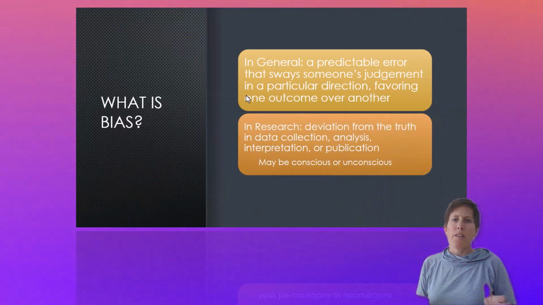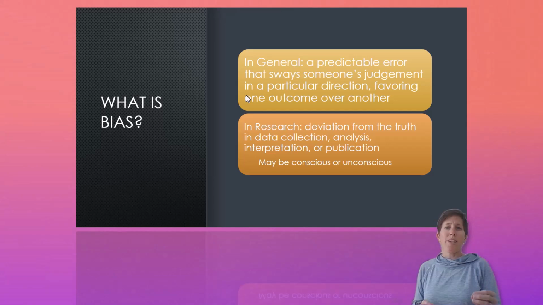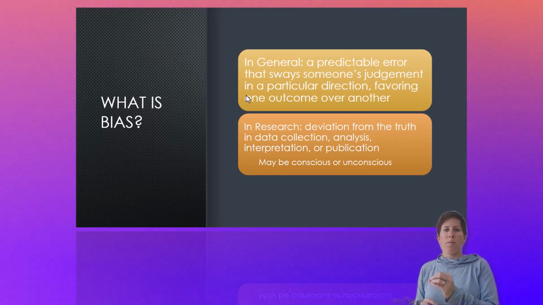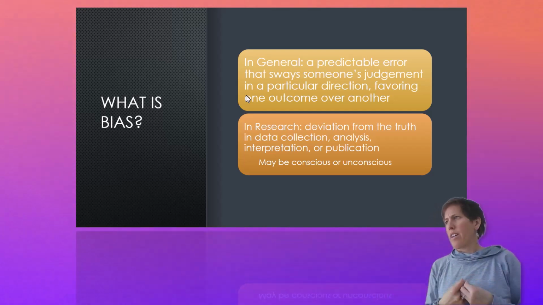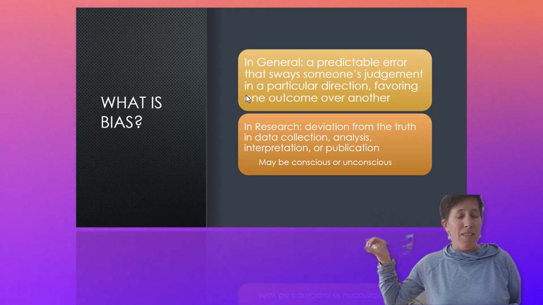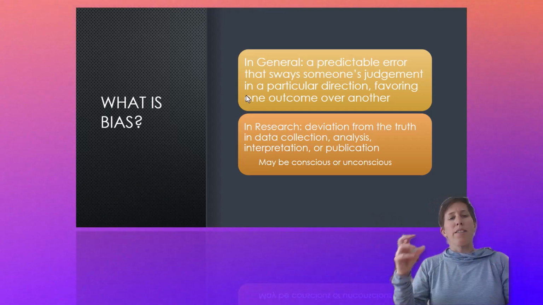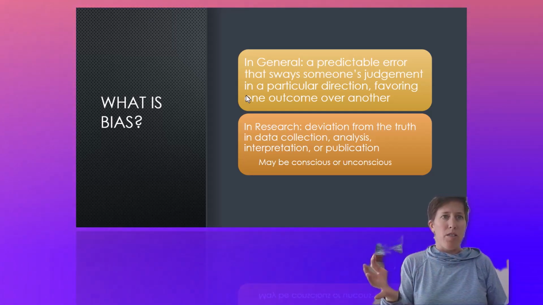So specifically in research, our definition here is deviation from the truth in data collection, analysis, interpretation, or publication. This may be conscious or unconscious. Kind of as I explained, I can look back and see it at the time, completely unconscious of my desire and hope for positive outcomes in cancer research.